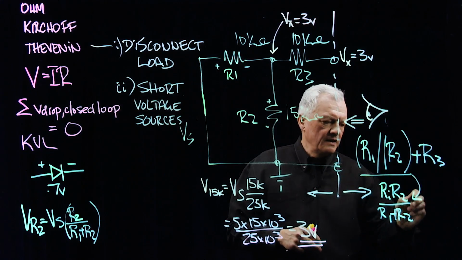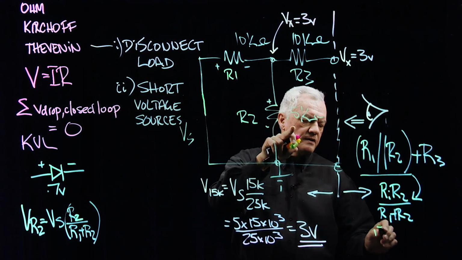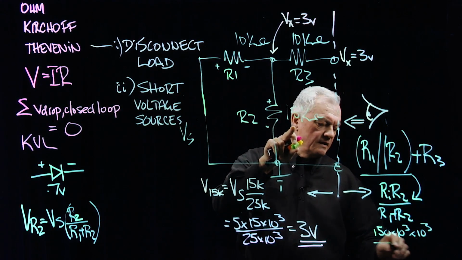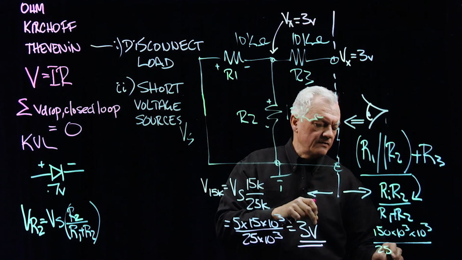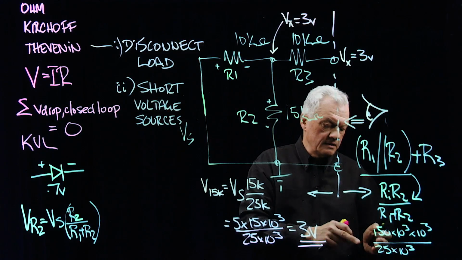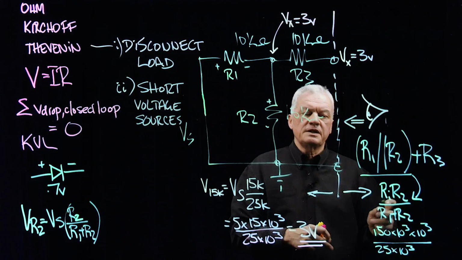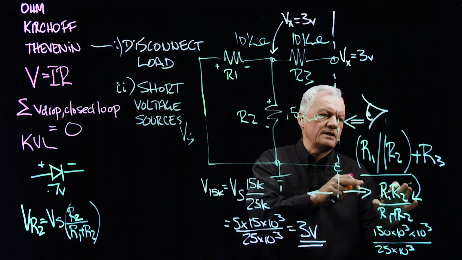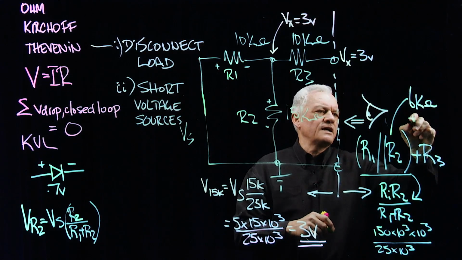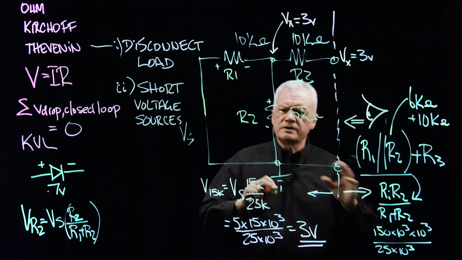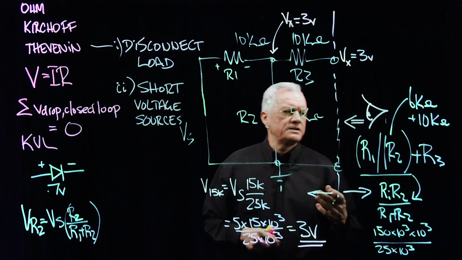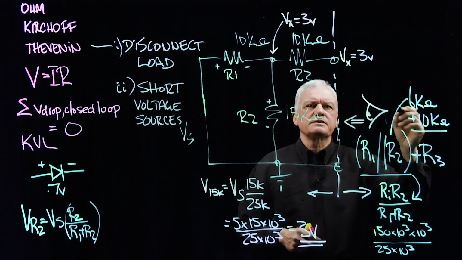And that's going to be, here we have 150 times 10 to the 3 times 10 to the 3, correct? And we're going to divide that by 25 times 10 to the 3. So that's going to leave us with 6 times 10 to the 3, 6 k ohms. 6 k ohms for the 2 parallel resistors. So this becomes 6 k ohms. And we're adding to that another 10 k ohms. So the total resistance that we're looking at from this side of the circuit into this black box is 16 k ohms. Okay, 16 k ohms.